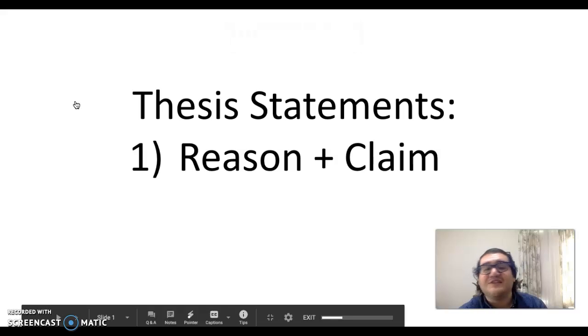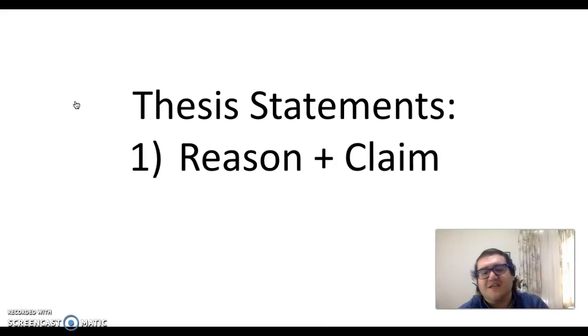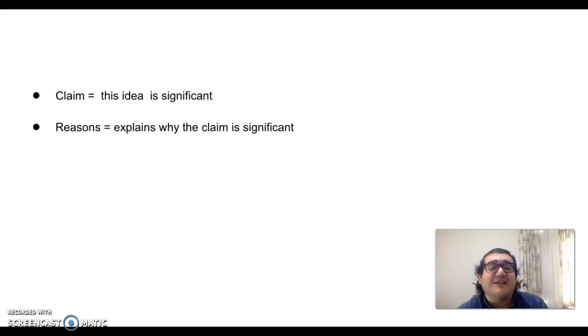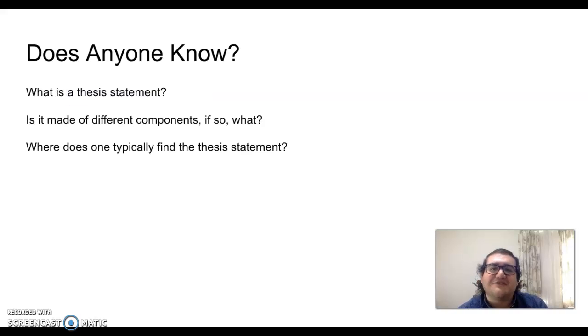Okay, so again, thesis statements, also known as the basic thesis statement format. It's composed of two components, the reason plus the claim. I'm going to go ahead and pause on this slide for a couple of seconds. If anyone wants to pause to answer the question, please feel free to do so. Yell at the screen, pretend that we're in class, whatever you want to do to interact and engage with the video. Well, you know what? Let me just go ahead and answer the questions.